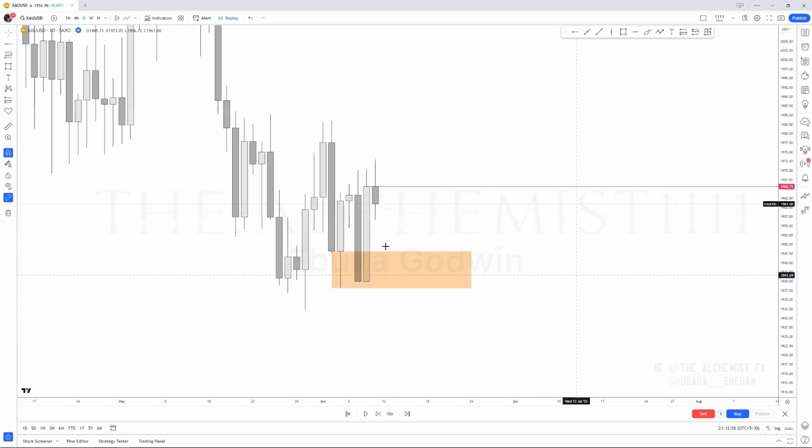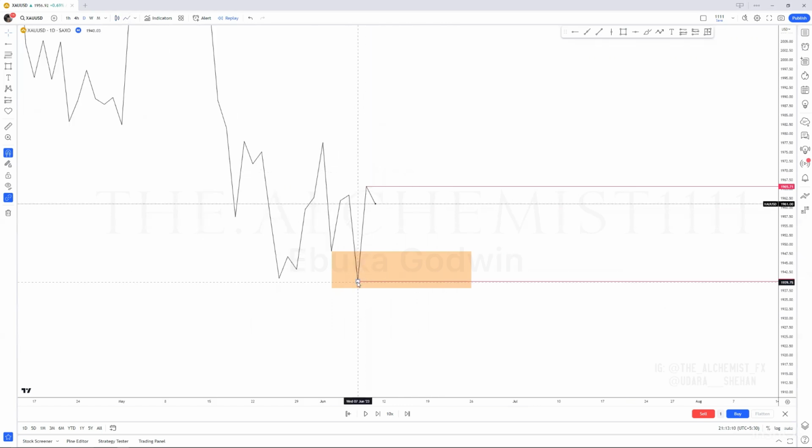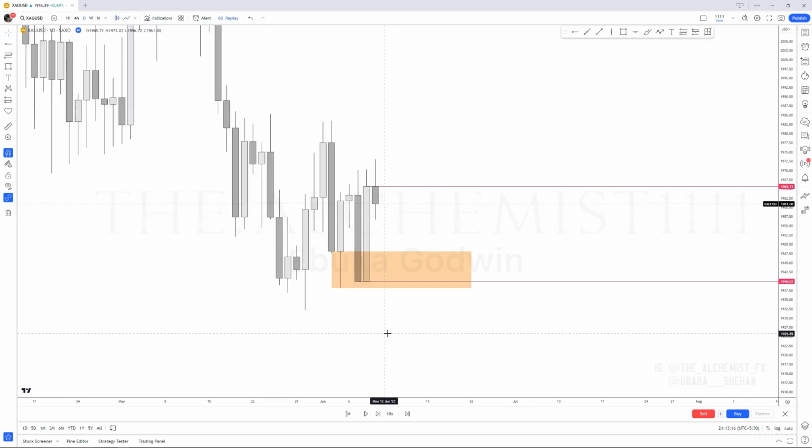This is where my first entry was. Second entry was right here. This is the last support we had. Inside of this weekly, this is the whole weekly support we had, and inside of that, this is the last support we have. Can you see? Now look at this. This is how you can do ping pong and all of that.